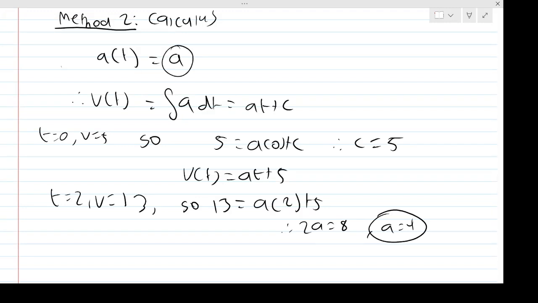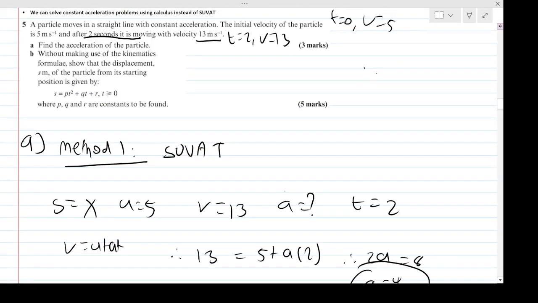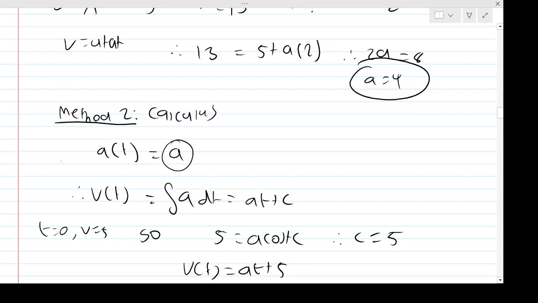Okay, then in part B, it kind of forces us to use a certain method. It says in part B now, without using the kinematics formula, so the Suvat formula, right? Show that the displacement is given by this expression here, okay? So we need to find the displacement, but they told us we can't use the Suvat formula, so we're going to have to use the calculus approach.